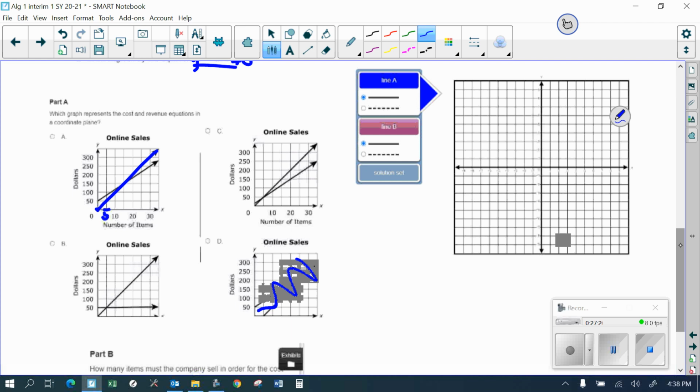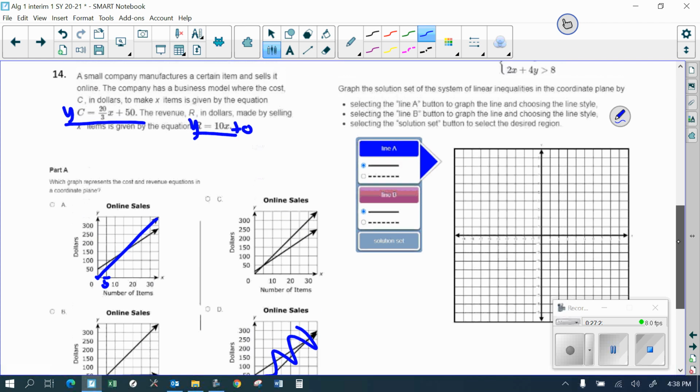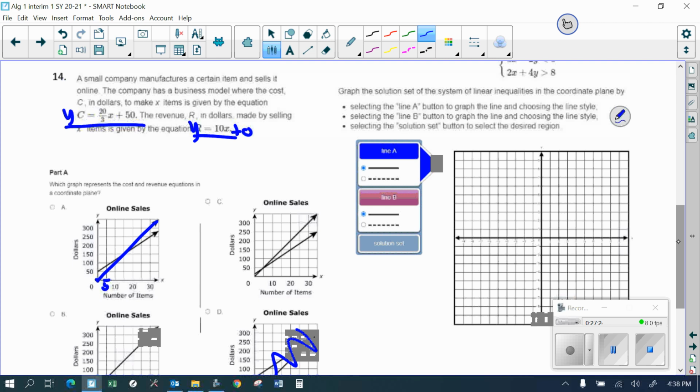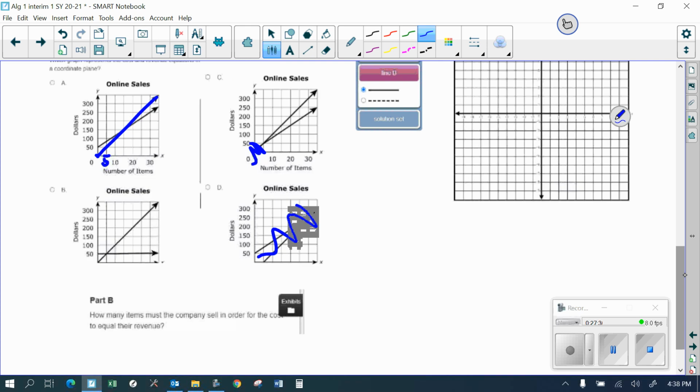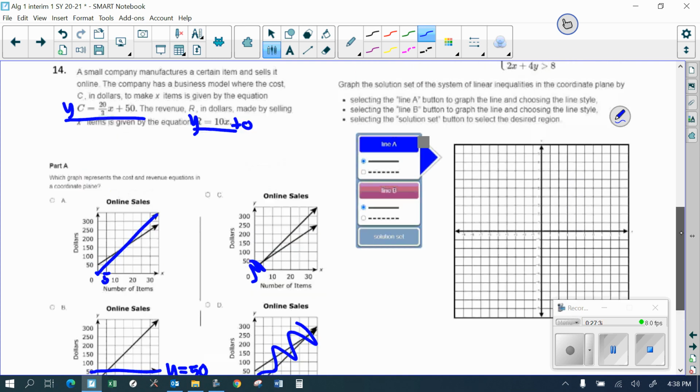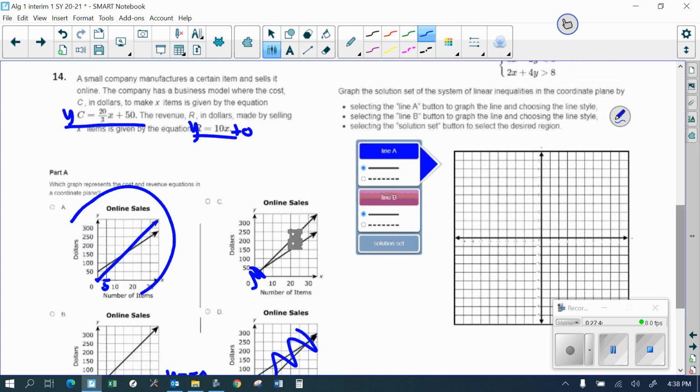Now the other one starts at 50. Well, that one doesn't start at 50, so it wipes out that one. This one starts at 50, but it's a horizontal line, that'd be y equals 50. So that can't be it. And so therefore, this is my answer right here at 50, and I go up 20/3 each time. So I can use quick process of elimination right there.